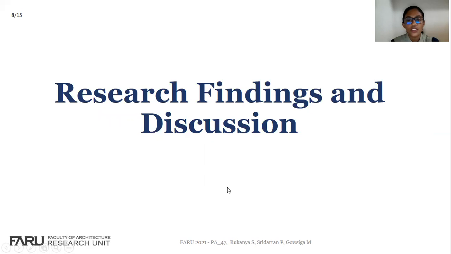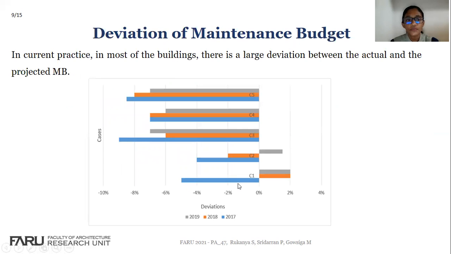And when it comes to the research findings and discussion, the first one is deviation of the maintenance budget. In current practice, in most of the buildings, there is a large deviation between the actual and projected maintenance budget. If you see this picture, you can see the deviation between the actual and projected maintenance budget. These are the cases which I have selected for this research, and these are the deviations.